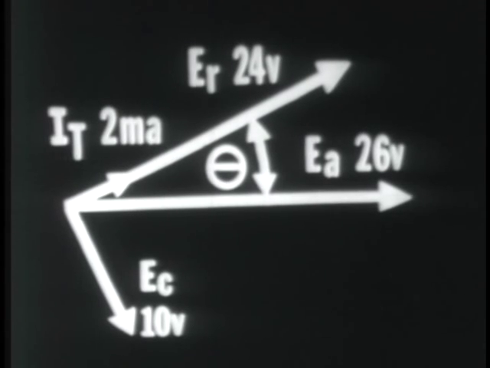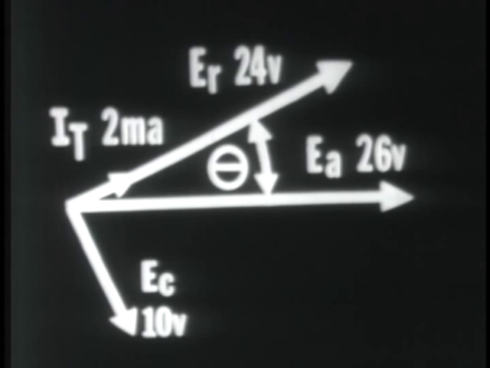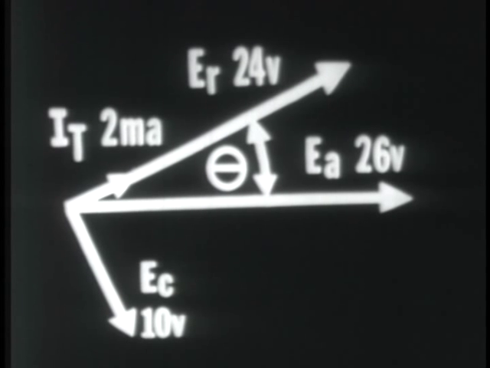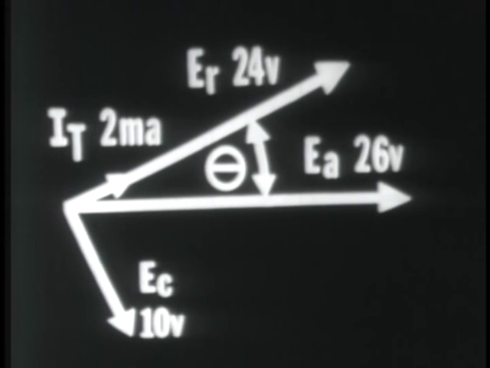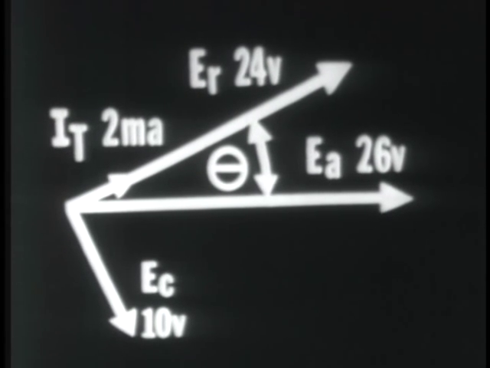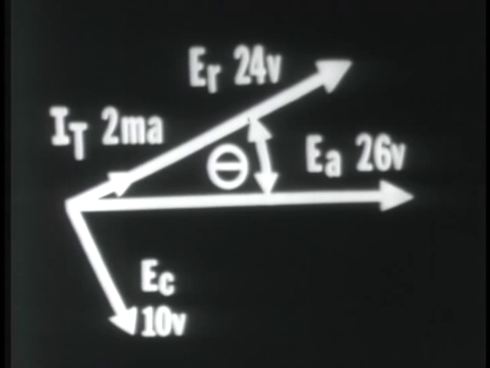Well, in our vector, here we have this angle shown, the phase angle, and IT is leading EA, so we have a leading phase angle. And the angle would be plus 22.6 degrees. Now, where did we get the plus 22.6 degrees from? Well, you recall our impedance was minus 22.6 degrees, and the phase angle is simply the same angle, but of opposite polarity. Then our phase angle would be plus 22.6 degrees.